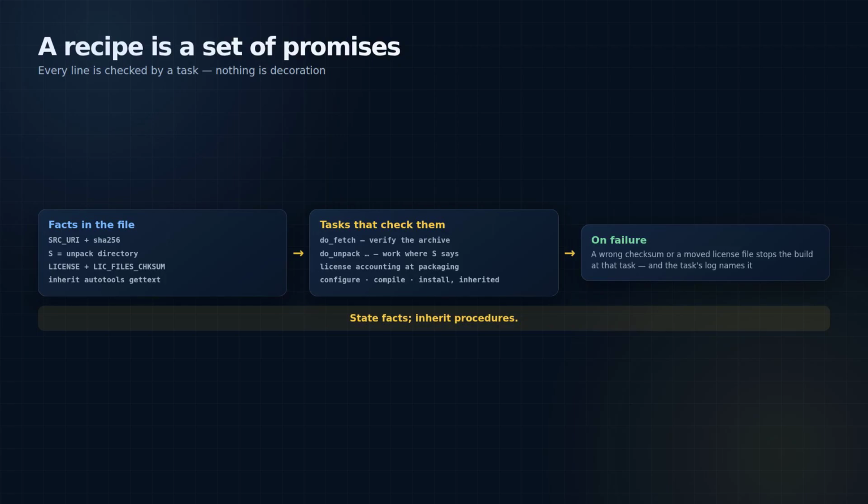The inherit line expands into the configure, compile, and install tasks, supplied by the AutoTools class instead of written by hand. The license declarations bind the license accounting that runs with packaging. Nothing in the file is decoration. Each line is checked by machinery the earlier classes already read. And when a promise fails, a wrong checksum, a moved license file, the build stops at that task, and that task's log names the reason.